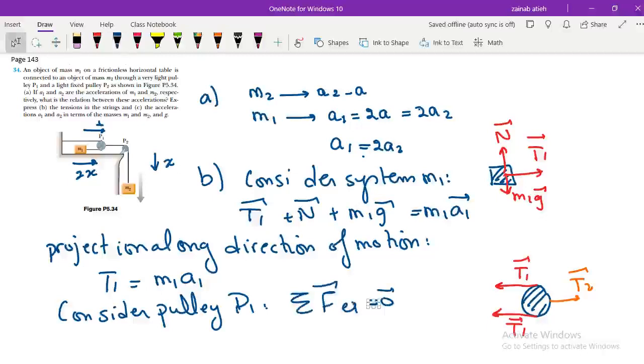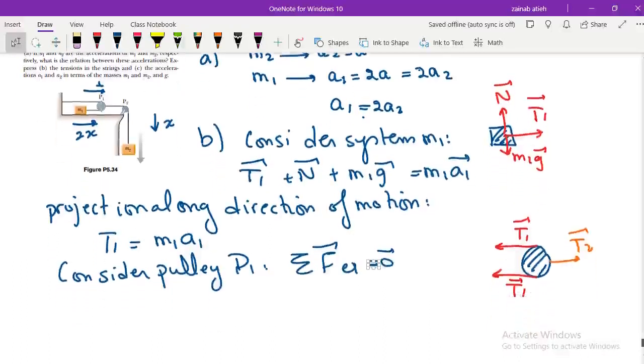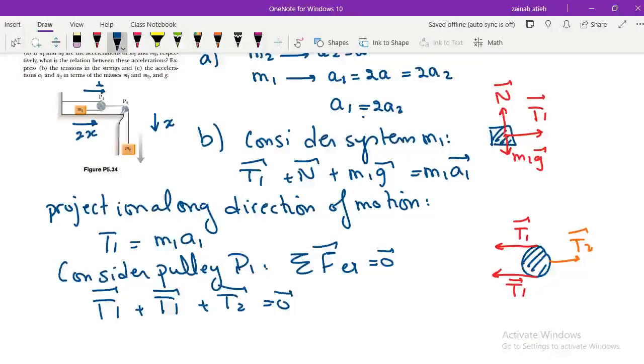So I move down. I have T1 plus T1 plus T2. It's equal to 0. I will project along x-axis. I will get T2 minus 2T1. It's equal to 0 implies T2 equals 2T1. Already I have found T1 it's equal to M1A1.